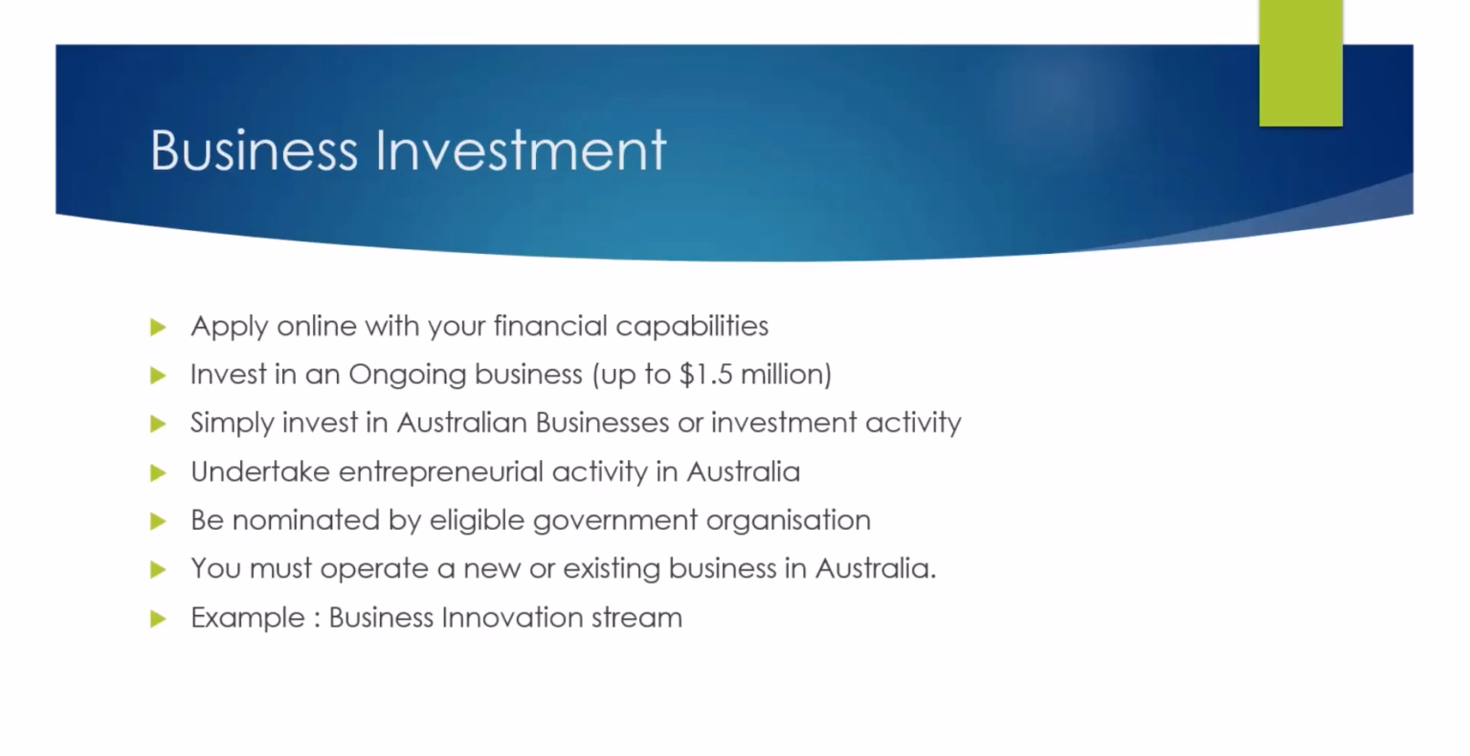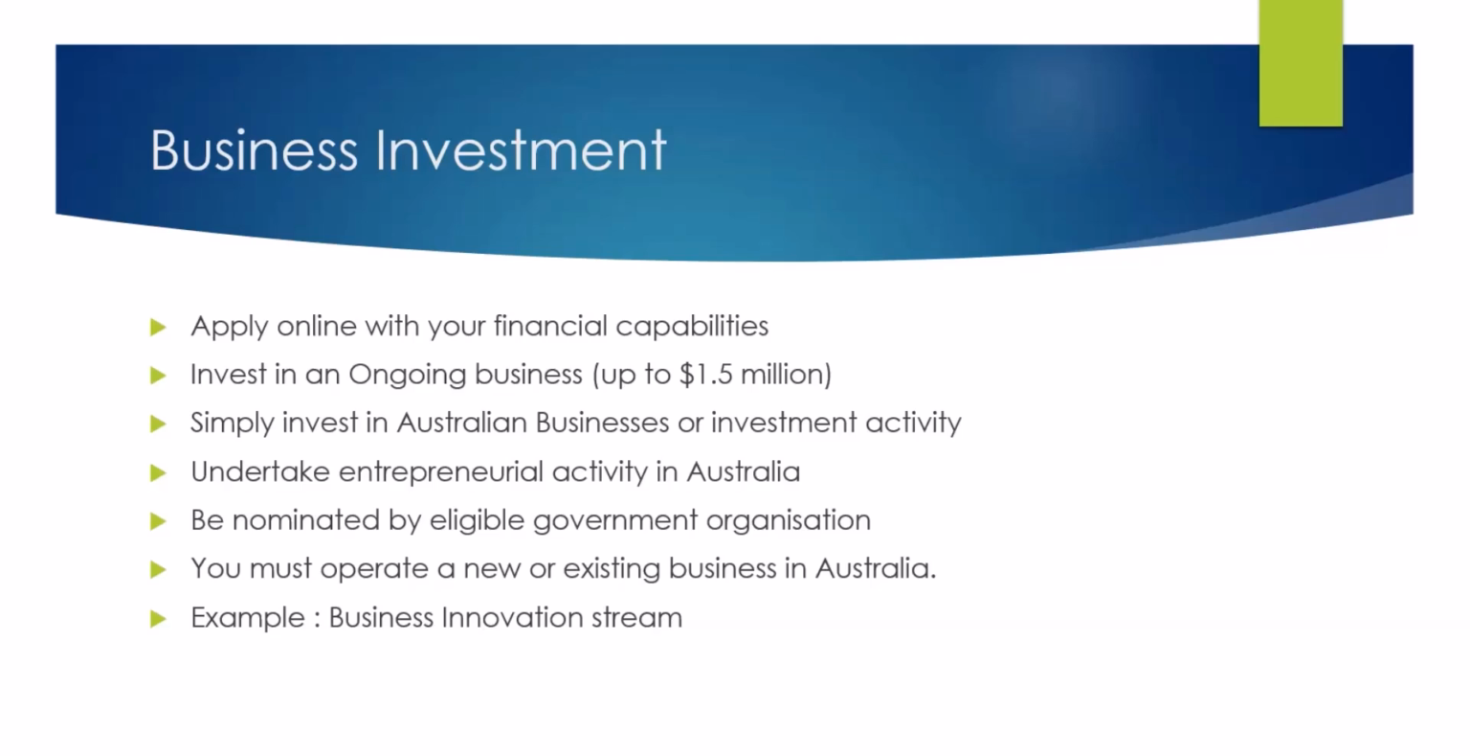The next one is the business investment visa. You need to apply online with your financial capabilities. You will be assessed by the eligible government agency on whether you are eligible to invest in Australia. You can invest in an ongoing business, or it can be simply an investment activity. You can undertake entrepreneurial activity in Australia as well, which is basically doing some sort of innovation or a startup or something like that.